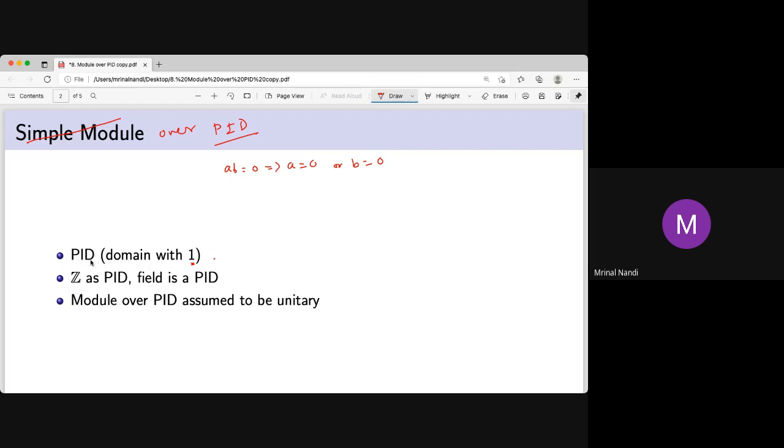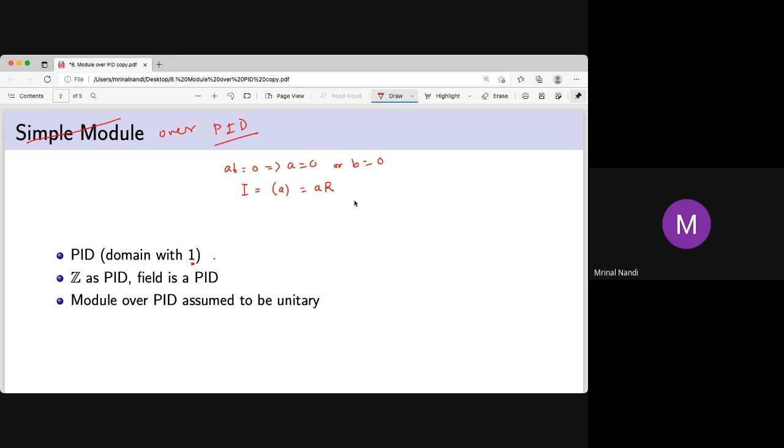And when is it called PID? PID is principal ideal domain. That means every ideal is generated by a single element. If I is an ideal over R, then even the whole ring is generated by 1, because it is a domain with 1, and the 0 ideal is generated by the 0 element.